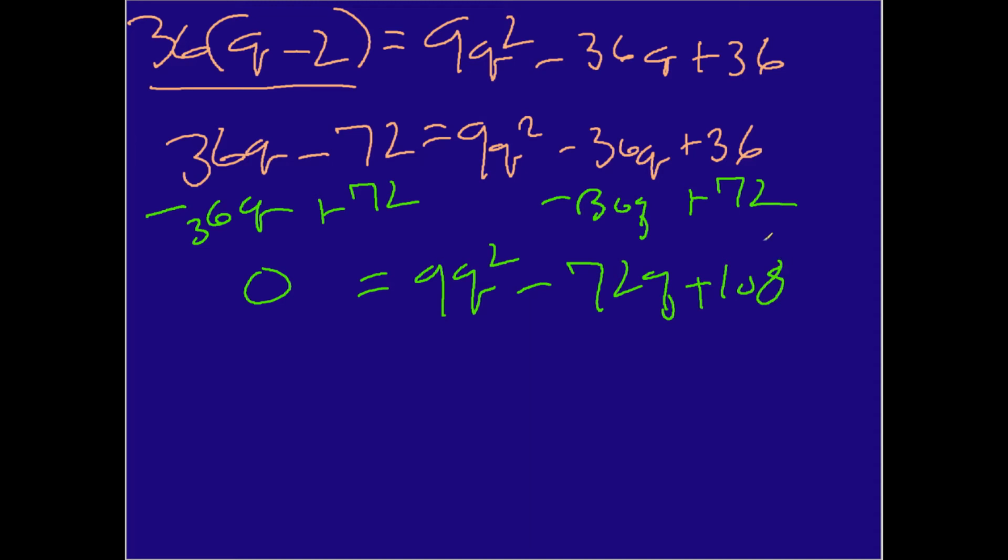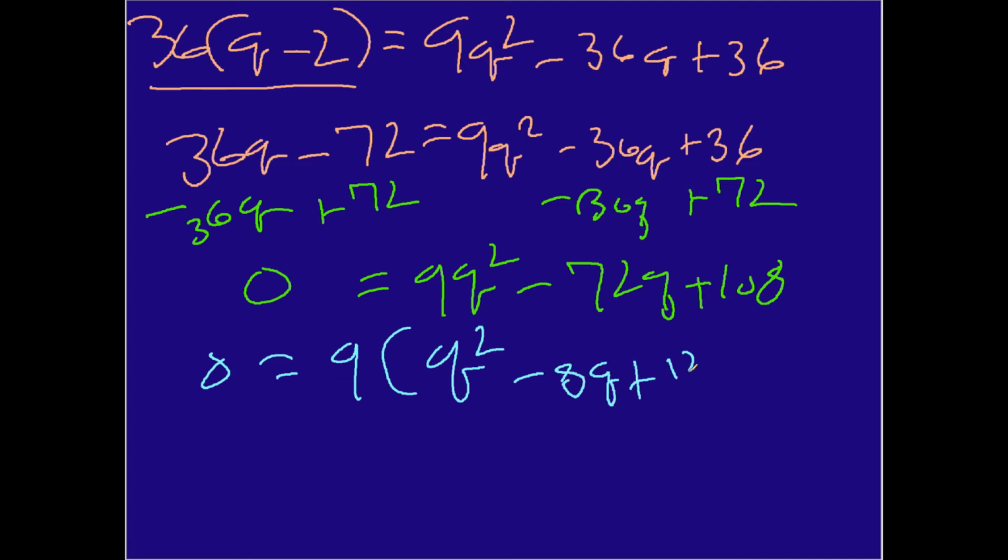So you're probably exhausted by now. So I can remove this 9. I can factor out the 9, which you probably can see. And you can see that 0 equals 9 times q squared minus 8q plus 12. Now that's probably not so crazy.